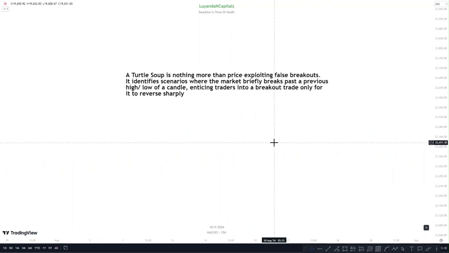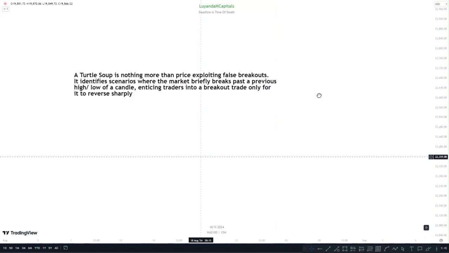Do you want to know how you can improve your trade entries within fair value gaps and PD arrays? Well, in this video, I will introduce to you a well-known concept but from a different perspective, and that is turtle soup. A turtle soup by definition is nothing more than price exploiting false breakouts. It identifies scenarios where the market briefly breaks past the previous high or low of a candle, enticing traders into a breakout trade only for it to reverse sharply. This is by definition, right?